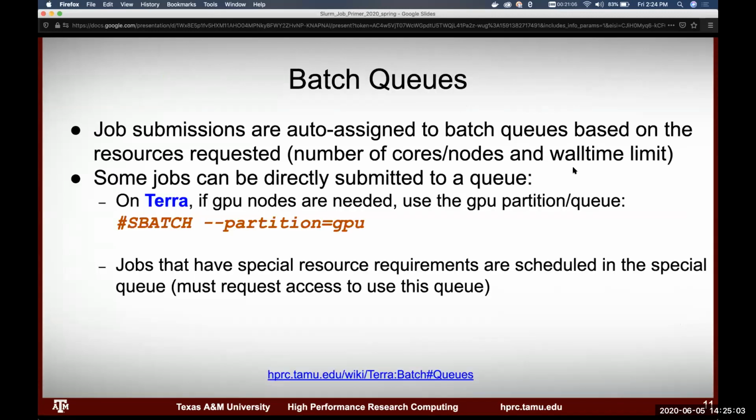So, batch queues. Job submissions are auto-assigned to batch queues based on the resources requested, the resources requested being the number of cores and nodes and the wall time. Some jobs can be submitted directly to a queue.